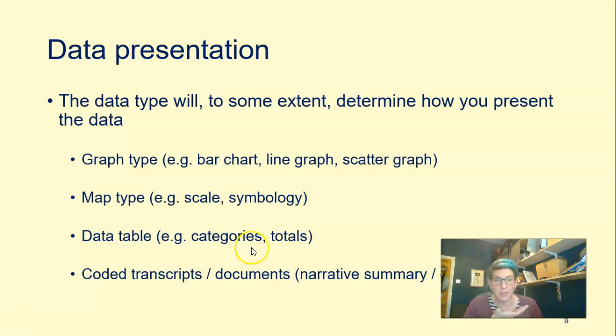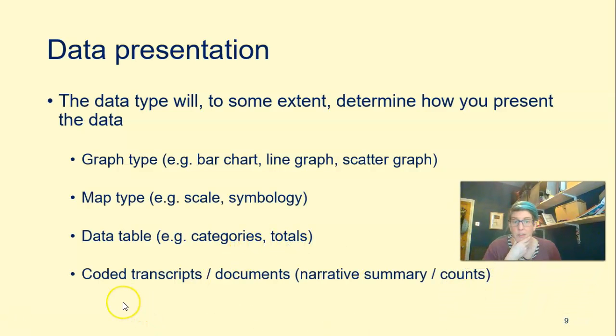So the type of data that you gathered will really help to determine how you present the data. If you have numerical data, you're not going to do a written description of it. You'd be looking at some kind of graph, bar chart, line graph, scatter graph, that kind of thing. If you have spatialized data, then again, it doesn't make sense to produce a written description of that, or even a bar chart or a pie chart, because what's important about spatialized data is where things are happening. And therefore, you're thinking about using a map format for the presentation of that kind of data.